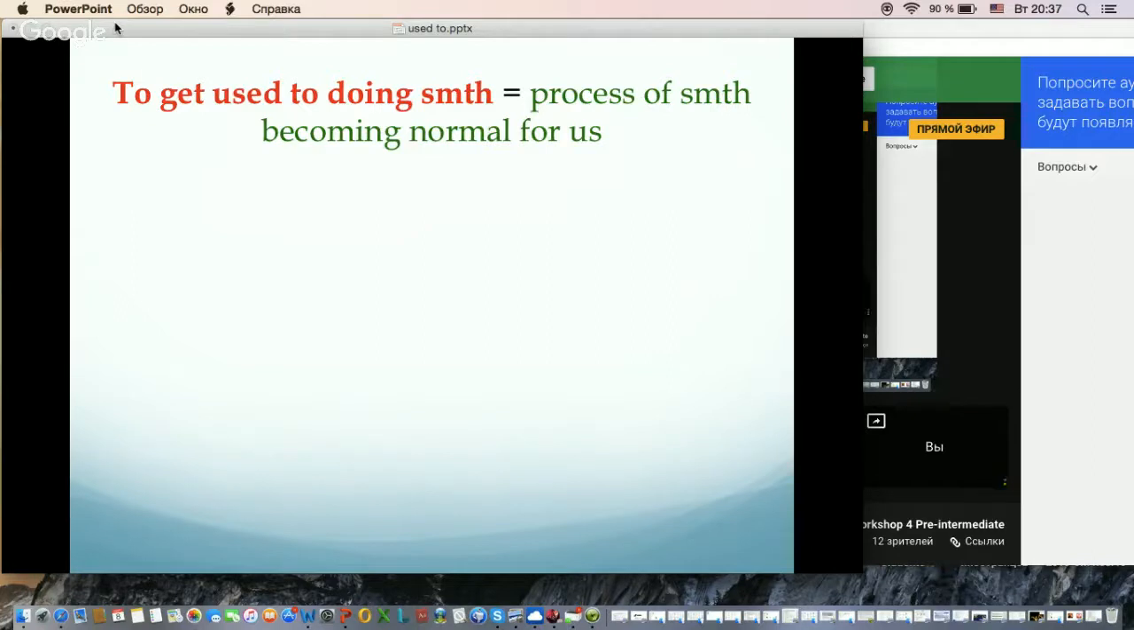So, to get used to doing something means that we are in the middle of the process. Мы посередине вот какого-то процесса, and something is gradually becoming normal for us. И что-то постепенно становится нормальным, обыденным для нас.